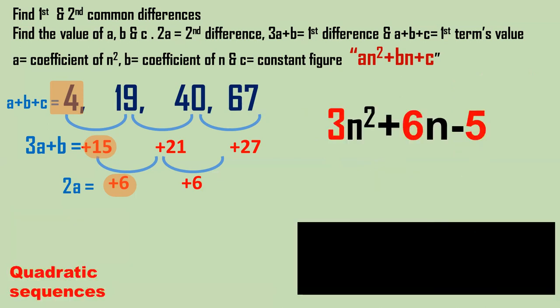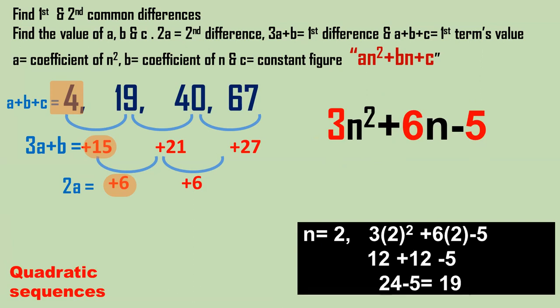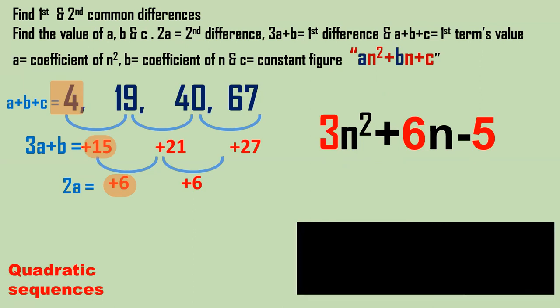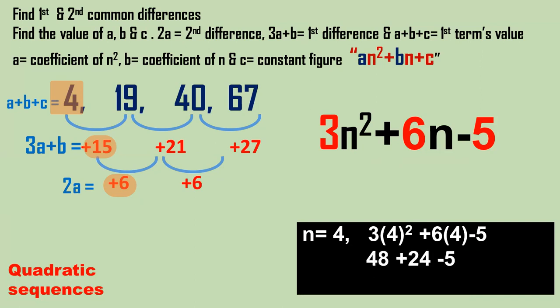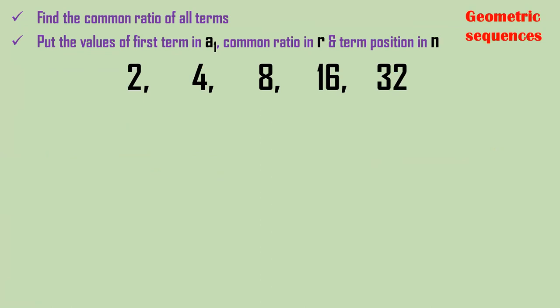In the same way, if I substitute the value of n as 2, I'll get the second term value. And if I substitute the value of 4, 4 squared is 16, and 16 multiplied by 3 is producing 48, and 6 multiplied by 4 is 24, minus 5. It's producing 72 minus 5, that is 67. Now this 67 is my fourth term value. So here we got the idea.